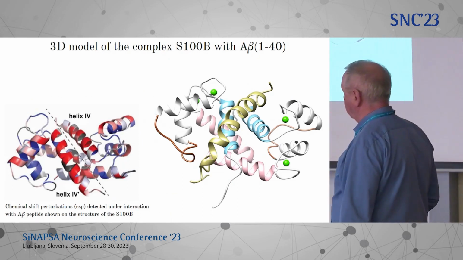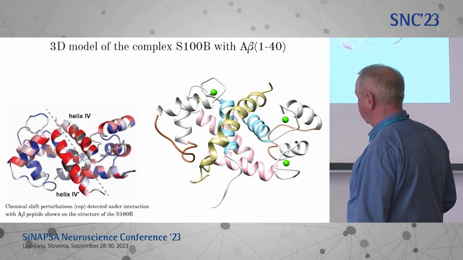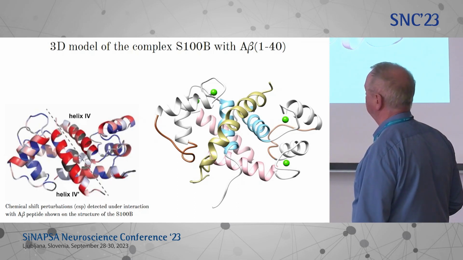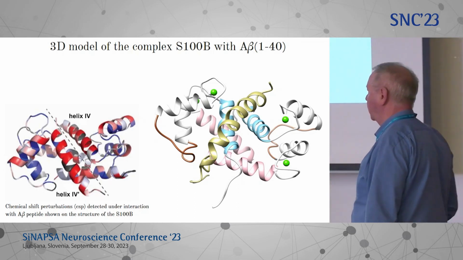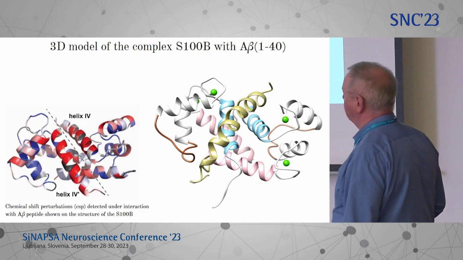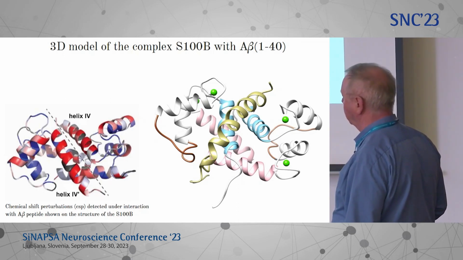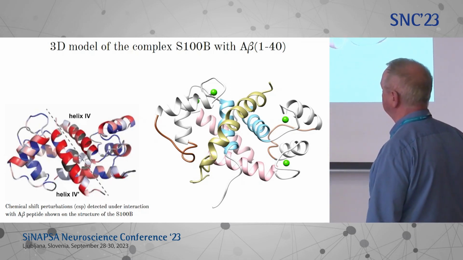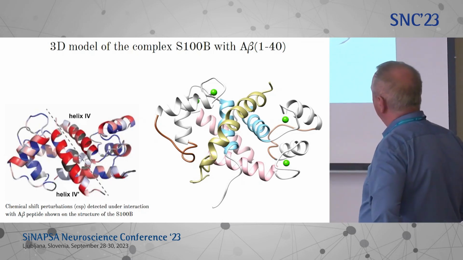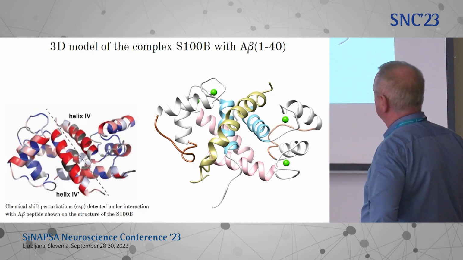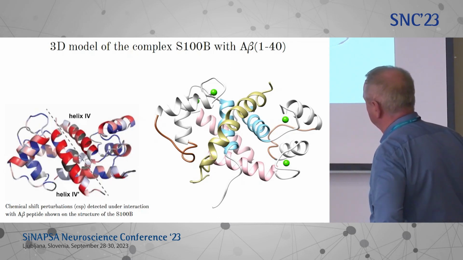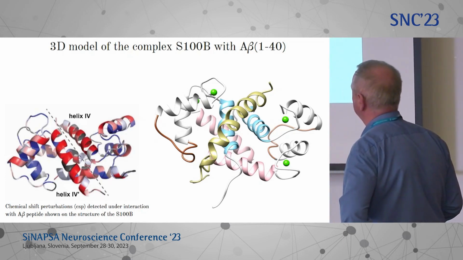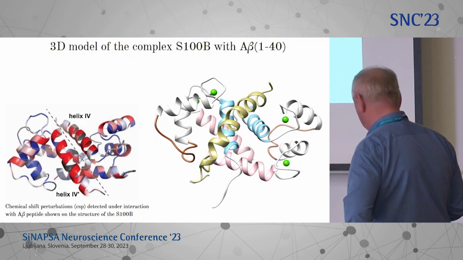Additionally, later we have a titration. The calcium binding form of S100 beta was titrated by A beta peptide, and this shows the surface which changes under A beta titration. This made it possible for us to propose a model of the 3D structure of such a complex between S100 beta and A beta.